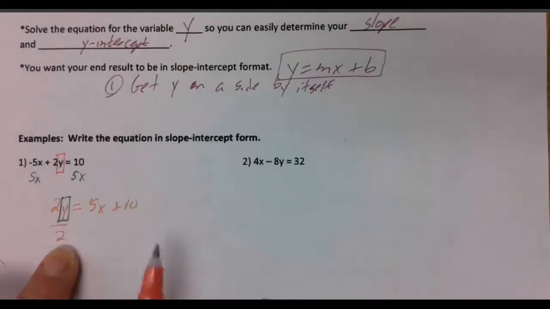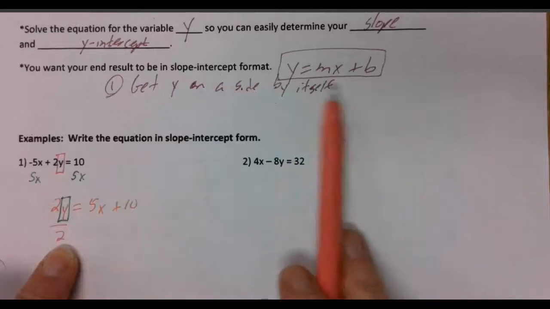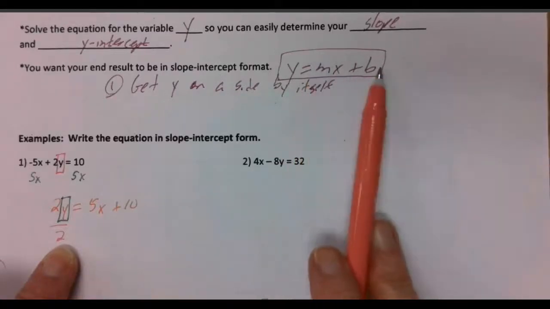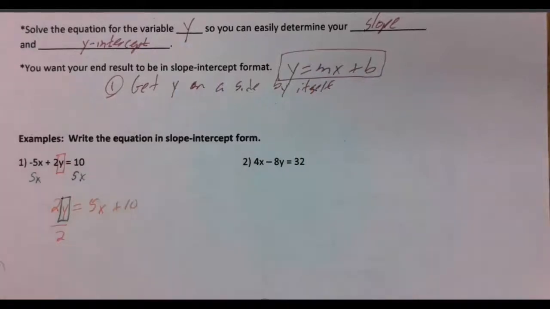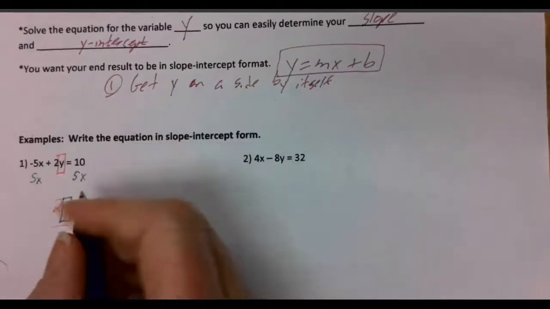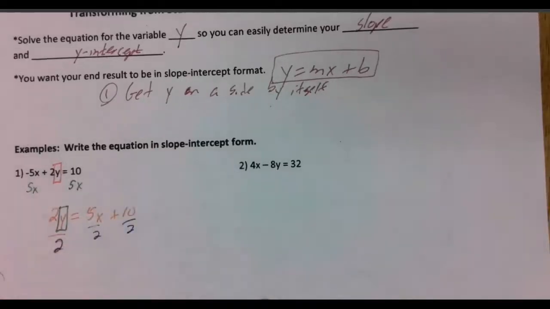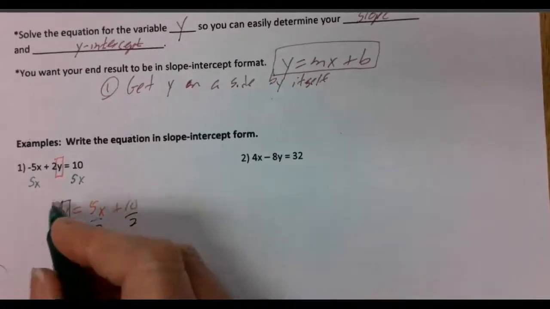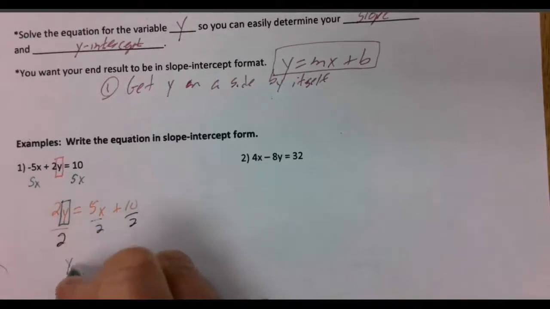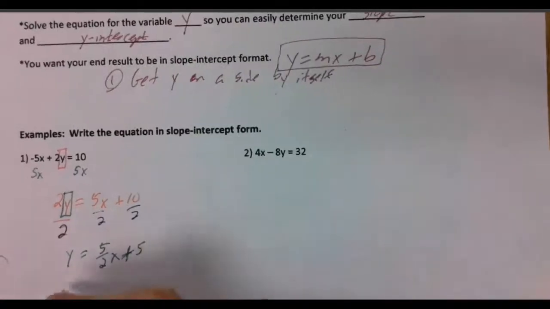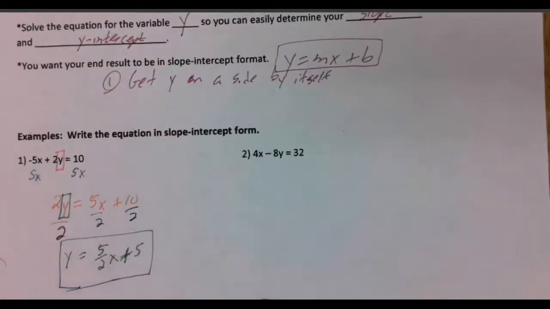Now, when we did this before, I allowed you to divide the whole thing, but look at slope-intercept form. I don't want it as one whole big fraction. I want it as two separate terms. So I want to divide every single term by that. Every term gets divided by that coefficient. So now, my 2's cancel, and I get y is equal to 5/2 x plus 5. Slope-intercept form. Bam! Did it.